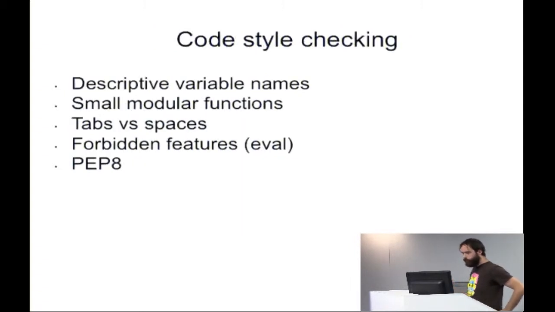So regarding code style checking, you can test for the length of variable names or even camel case or underscores or whatever. You can test the number of lines that functions have. Tabs versus spaces is pretty easy to check for. You can forbid any use of eval, which is generally a code smell in most cases. And pep8 is the official Python standard that has a lot more different rules.